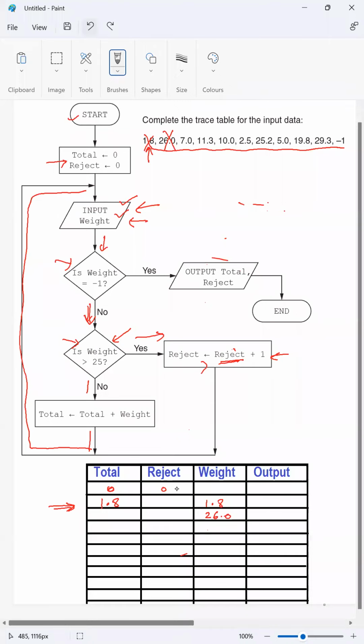So our equation effectively becomes 0 plus 1, which is going to be 1. So reject is now going to get a value of 1. And from here, we go back up, as part of the loop, for the next round of the loop. So inside the loop, what is the first thing that we're doing? Input weight. So this is the next value of weight, 7.0, so we're going to update our trace table with 7.0.